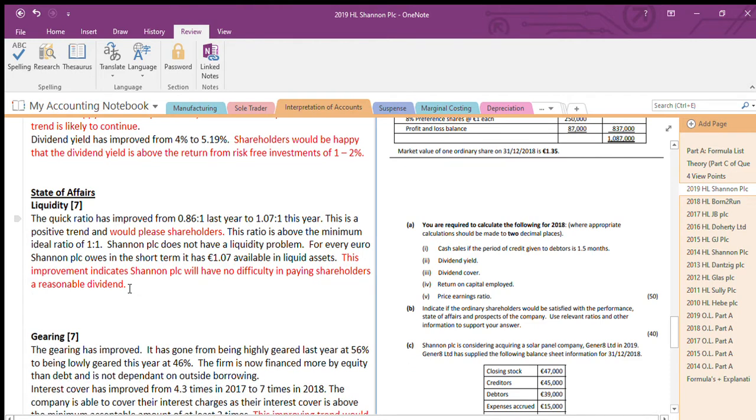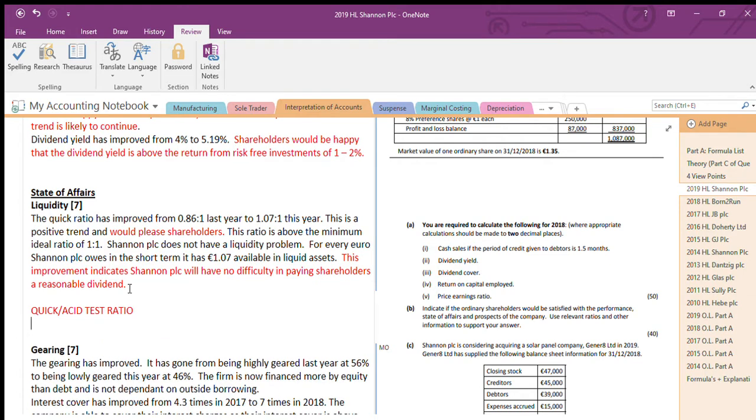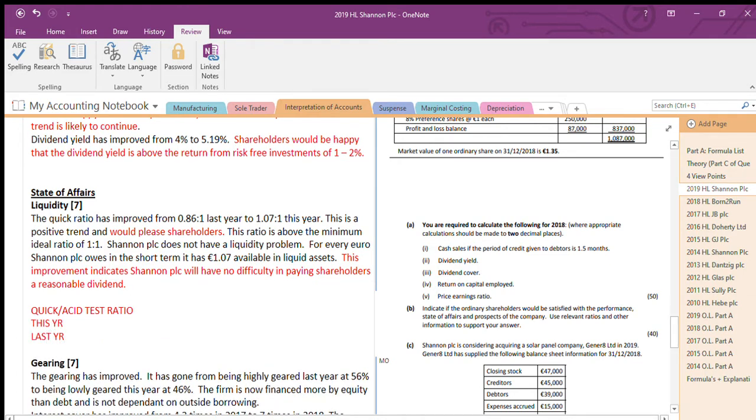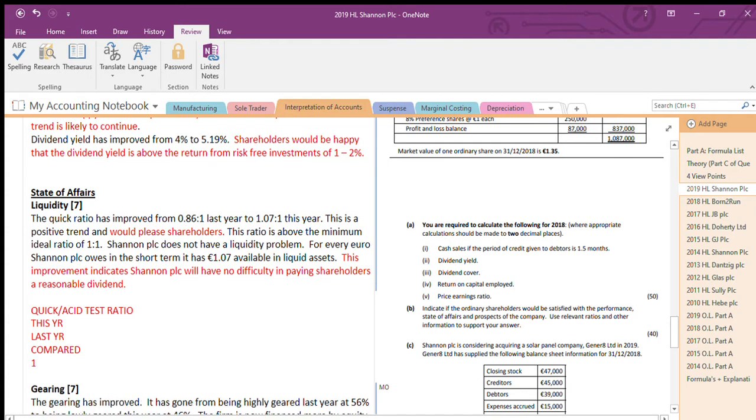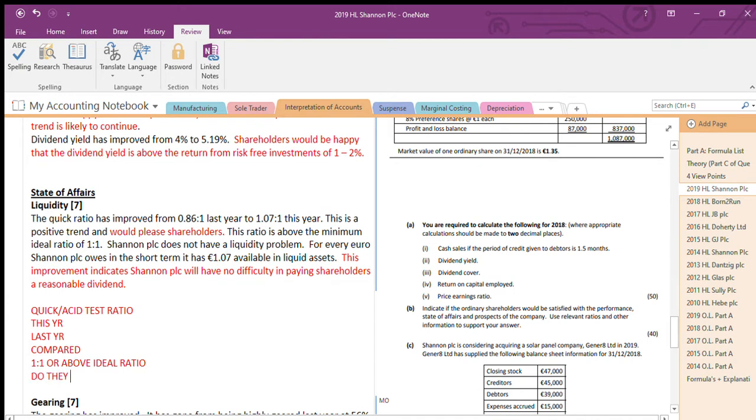Again, what have I done for liquidity? I've used the quick, put it in caps lock just so you know, quick asset test ratio. So I found this year, last year, like always, I've compared. So I've compared this year to last year. I've said that it's gone up, so to please shareholders. I've compared to ideal 1:1 or above ideal ratio. I mentioned that literally the second you start mentioning these things, they give you marks. Do they have a liquidity problem? And again, all you're saying is that in this case, they do not, for every euro they owe.